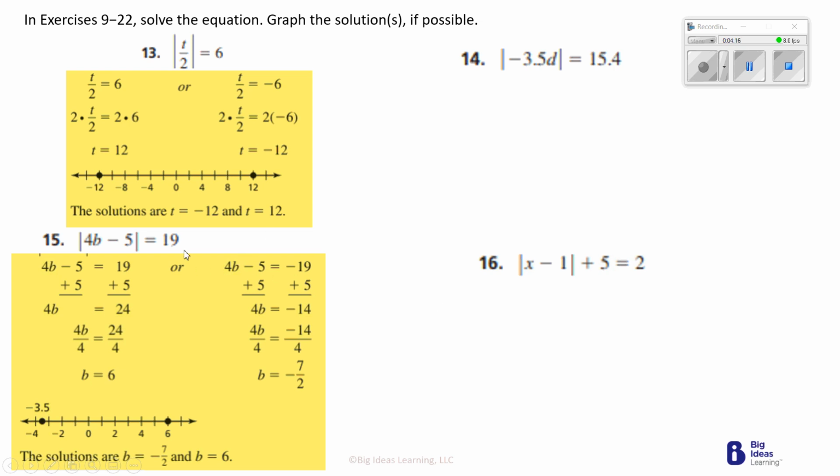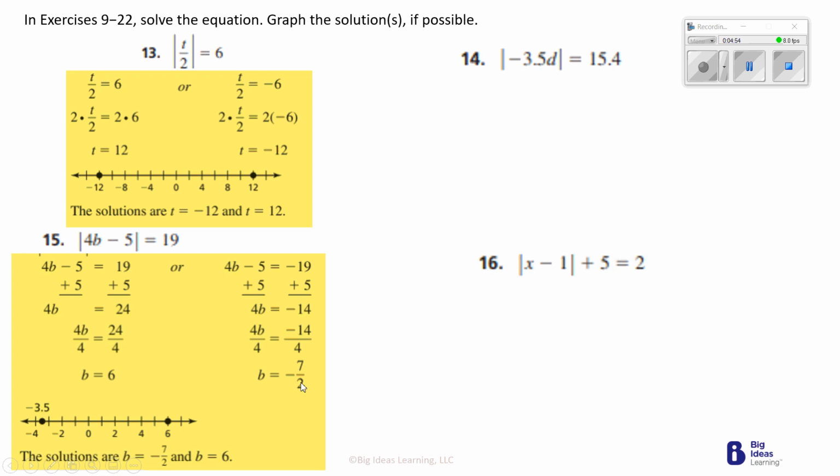But if I was to make this -19, when I add that 5, that -19 will turn to -14, right? Because we have our signs different. We take the big number minus the small number and keep the sign of the big number. Now I've got 4b equals -14. When I divide 4 away this time, I have -14 over 4. And I could go ahead and reduce both of these by dividing by 2. -14 divided by 2 is -7, and 4 divided by 2 is 2. So my answer would be -7 over 2.